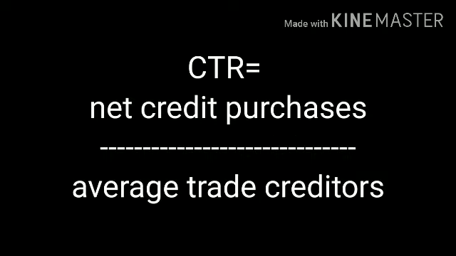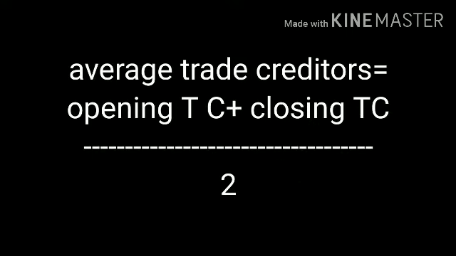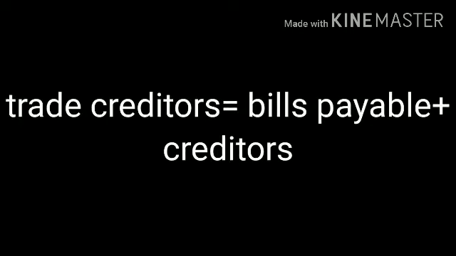Formula is net credit purchases divided by average trade creditors. Average trade creditors is equal to opening trade creditors plus closing trade creditors divided by 2. Trade creditors is equal to creditors plus bills payable.